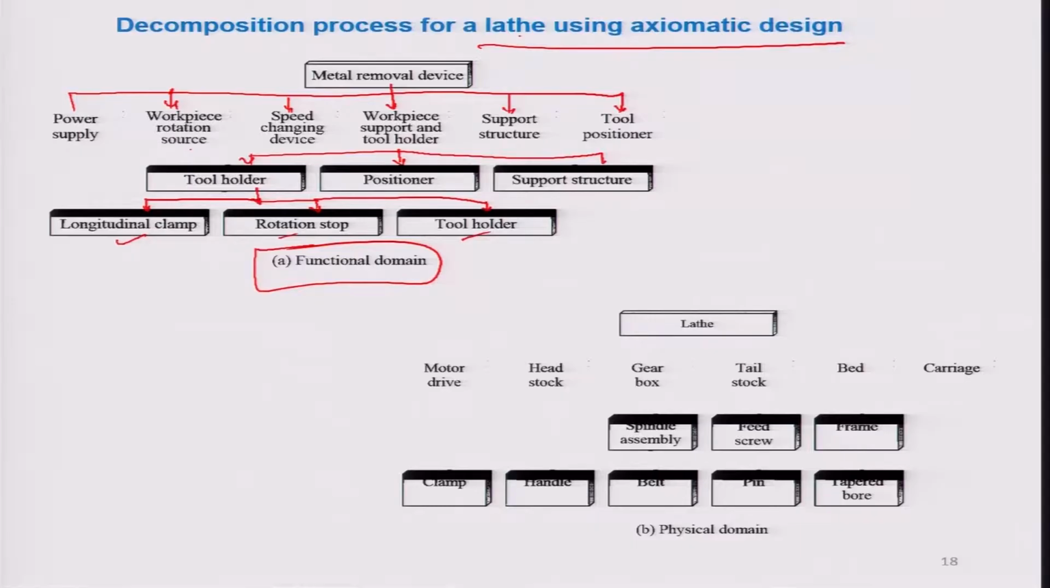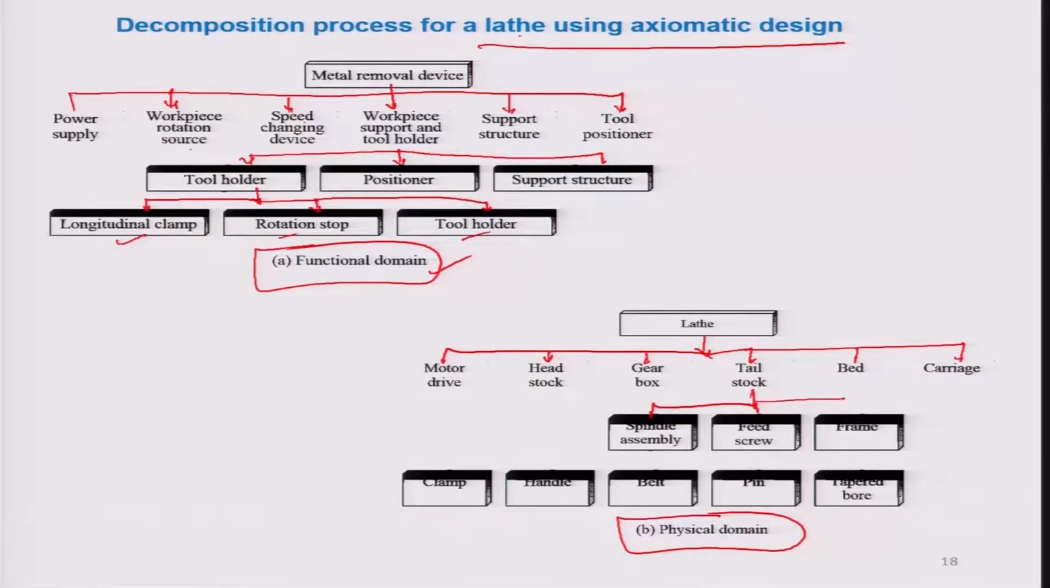Okay, now after the decomposition of the functional domain, you will have to decompose your designing parameters accordingly. Here you can see that for a lathe a lot of parameters are involved in the process: motor drive, headstock, gearbox, tailstock, bed. Here also this one is divided into frame, spindle, feed screw, frame. Again your spindle assembly is subdivided into clamp, handle, belt, pin and tapered bore.